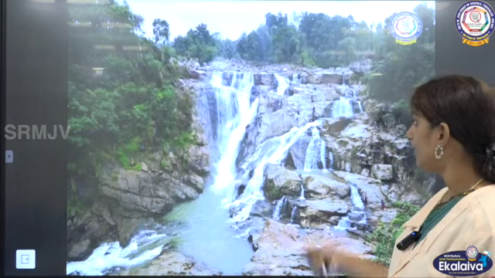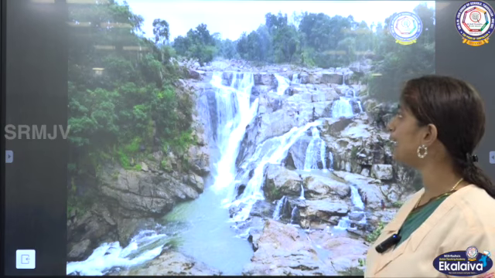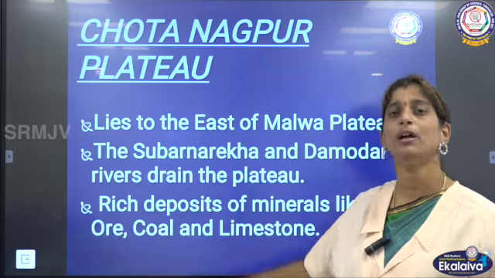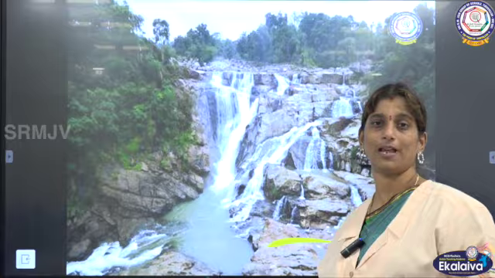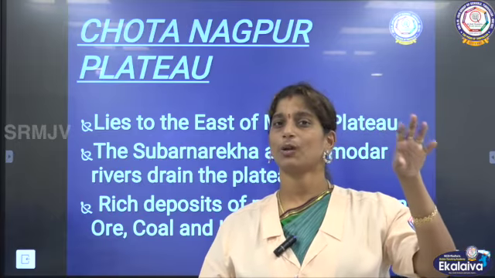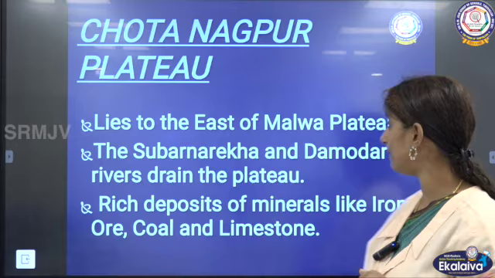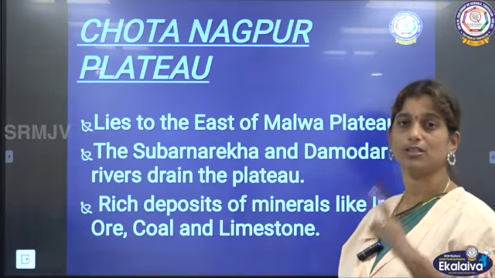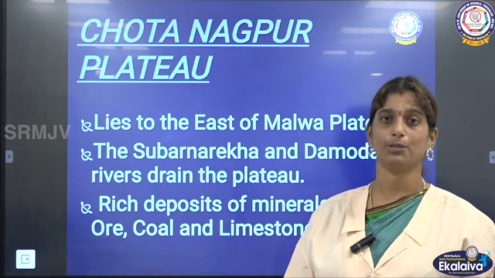Then we could see various rivers in these plateaus, and here we are seeing about the Chota Nagpur Plateau. This is the image which I showed you now. It is all about the Chota Nagpur Plateau, right? This Chota Nagpur Plateau is located to the east of the Malwa Plateau. As we have seen, the Malwa Plateau is located in the west. The same way towards the east we have the Chota Nagpur Plateau, and the Subarnarekha and the Damodar rivers drain the plateau. So the two rivers that flow through this plateau are the Subarnarekha and Damodar rivers.